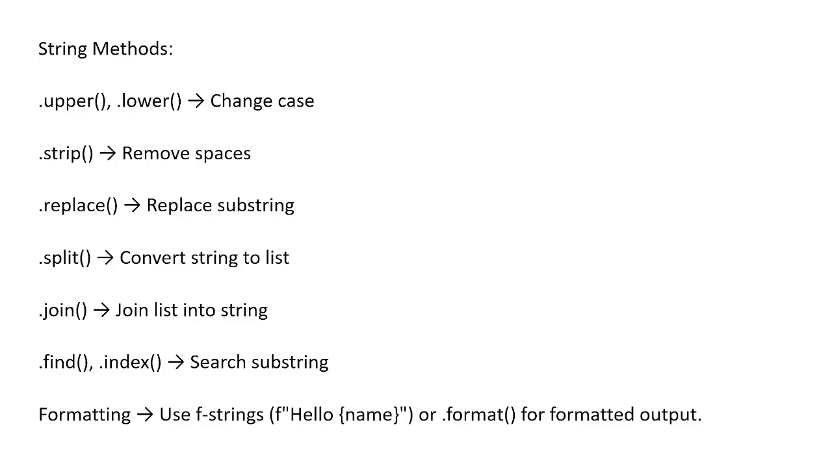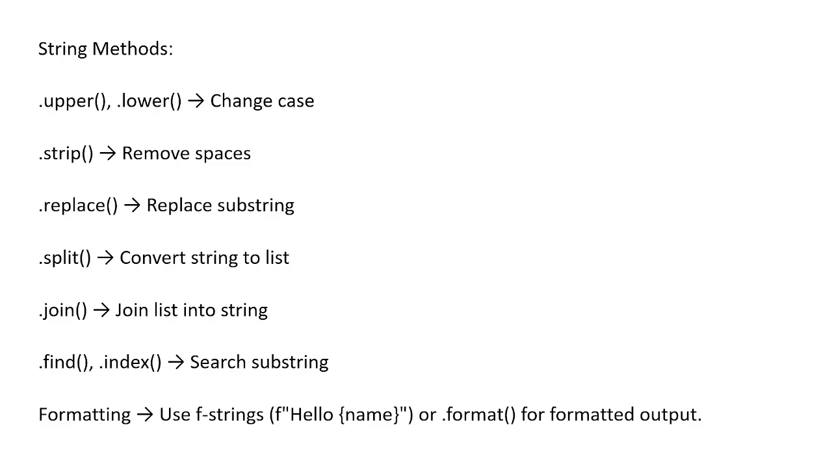Strip removes spaces as well. Replace: if Python is there and you need Java, you can give Java using the replace method. Okay, split. Split means it converts the string into a list. So if a string is there and you need to split it, you can divide it. Join joins one or more strings.